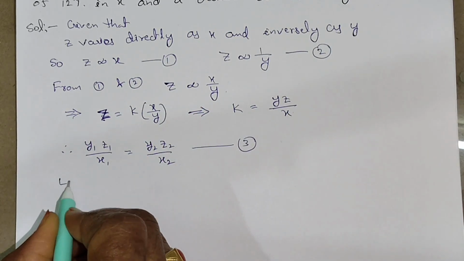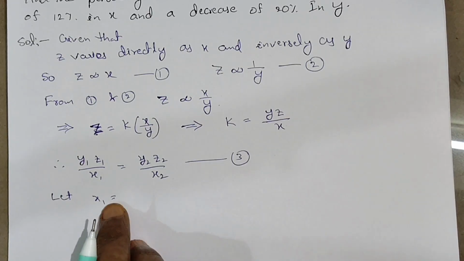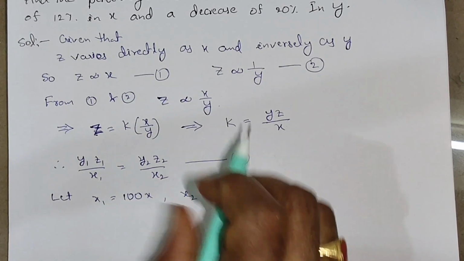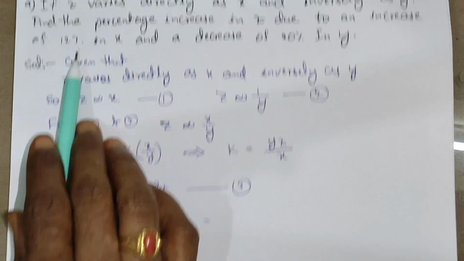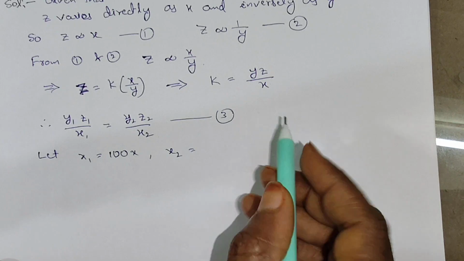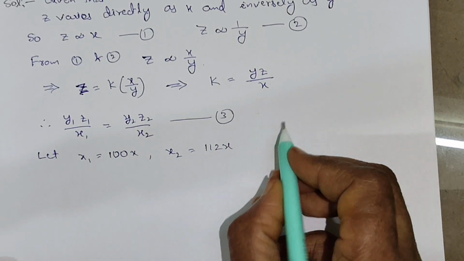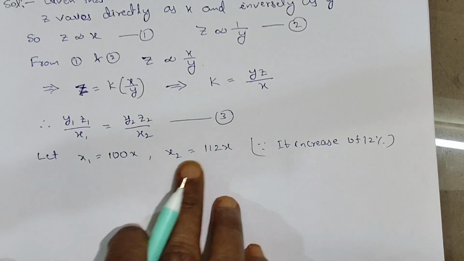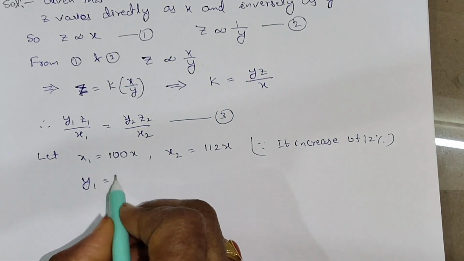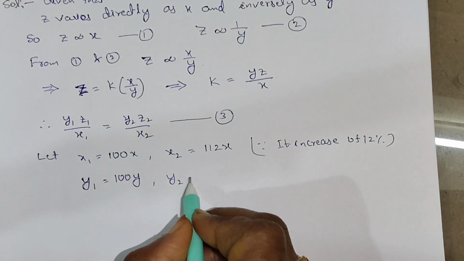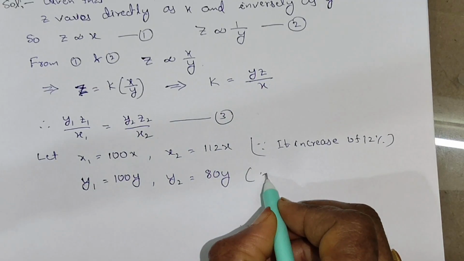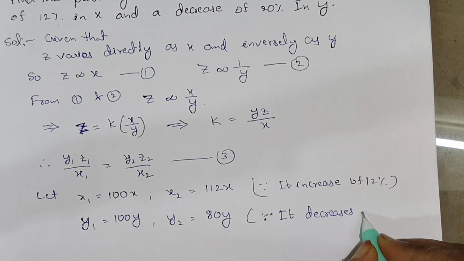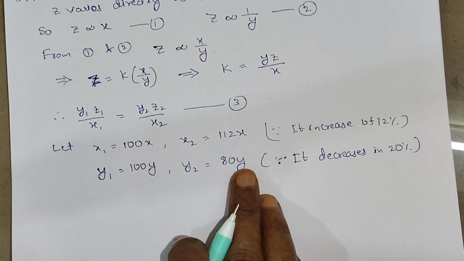Now let X1 equal 100 and X2 equal 112, because X is increased by 12%, so 100 plus 12 is 112 X. Next, Y1 is equal to 100 Y, and Y2 equal to 80 Y, because it decreased by 20% in Y, so 100 minus 20 is 80 Y.